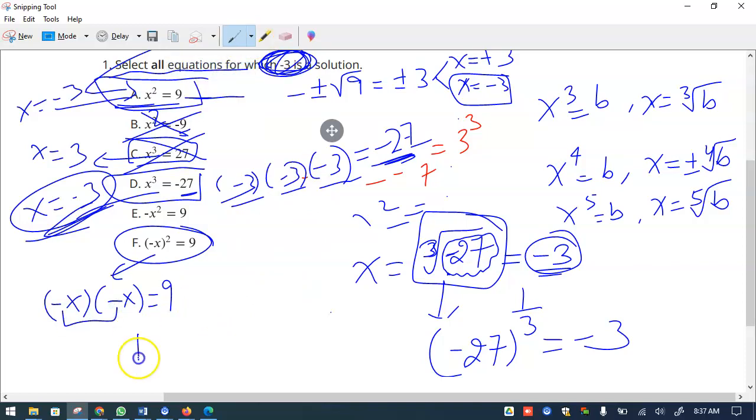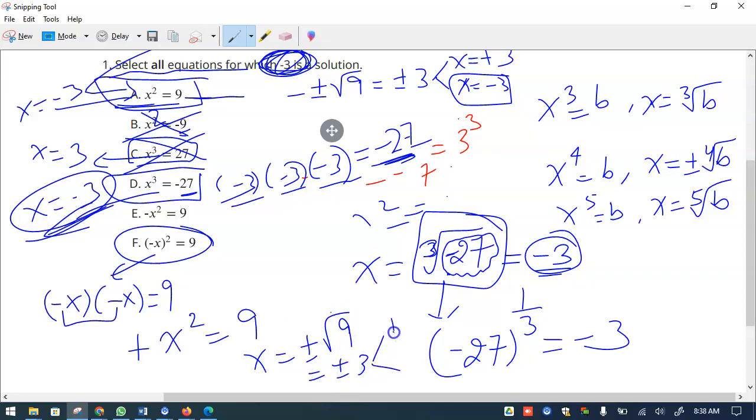So two negatives makes it positive. x times x is x squared equals 9. So x becomes equal plus or minus the square root of 9. So two answers, +3 and -3. So you get another answer. There you go. See? So I hope I made sense. So your correct choices are A, and then you have D, and then also you have F.